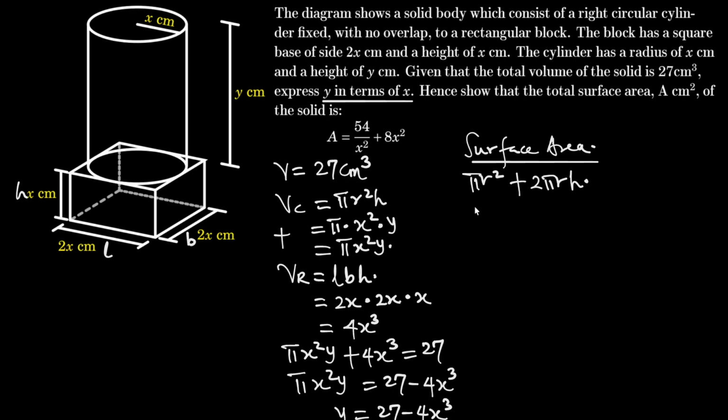So this becomes pi times x squared plus 2 times pi times x times the height is y. Now we can factorize here. We can decide to do pi x into x plus 2y. We can leave it this way, right? And that's for the cylinder. We've dealt with the whole of the cylinder. Now let's come to the bottom. So I'm going to call this SC.